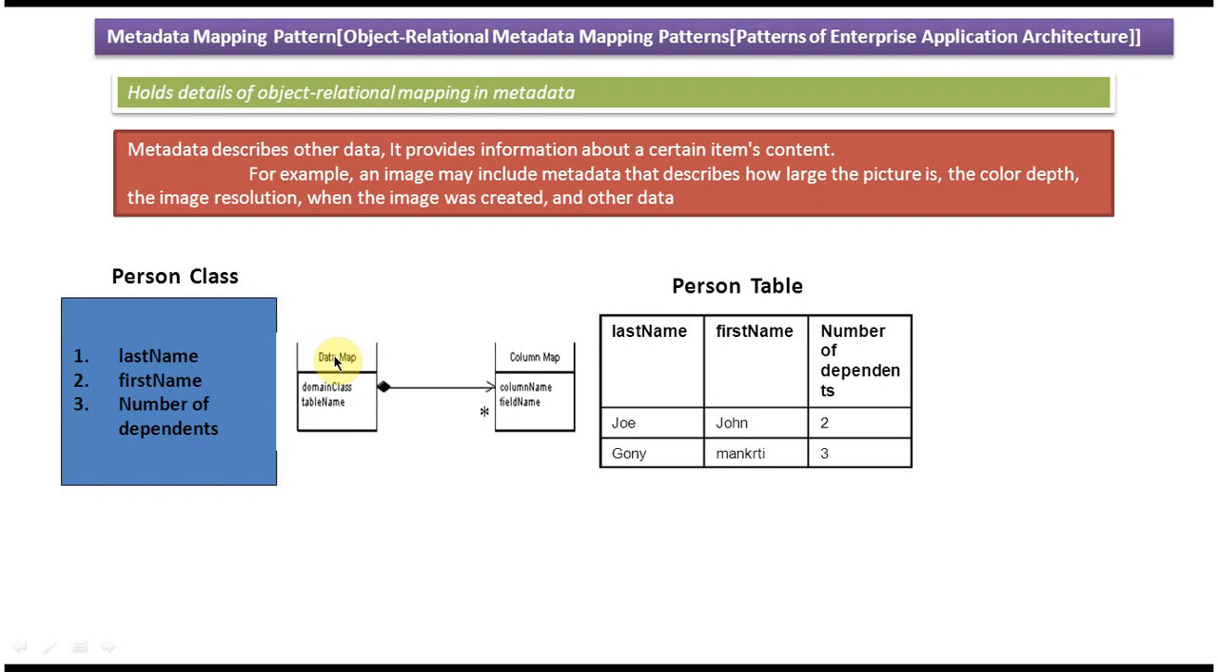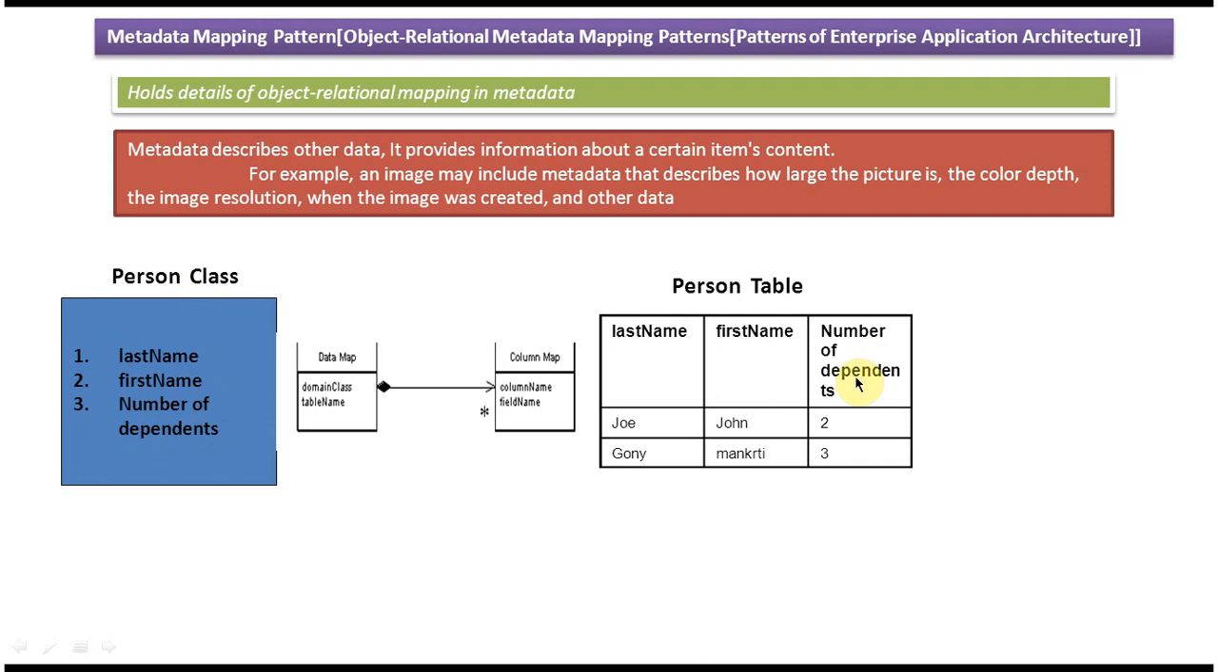So this is the data map. We are mapping domain class to table name. You can see the domain class is the person class and the table name is the person table. And the column map: each column, last name, maps to the last name field of the person class, like that. First name is a column of the person table. This is mapped to the person class field first name, like that. The number of dependents field is mapped to the number of dependents column.